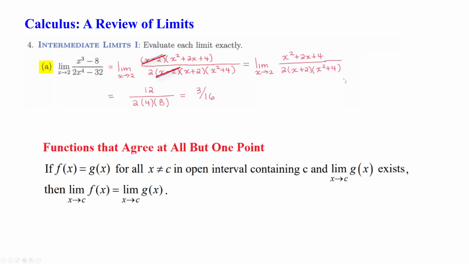Cancel. Pursuant to our theorem, functions that agree at all but one point have the same limit as the original, and this limit we can evaluate by plugging in, which is what I did.